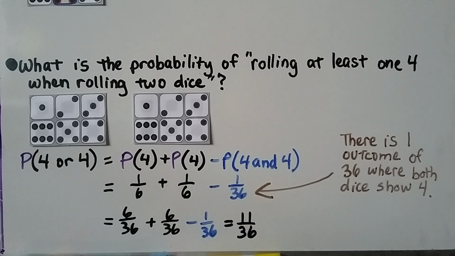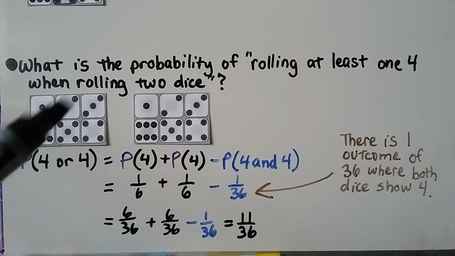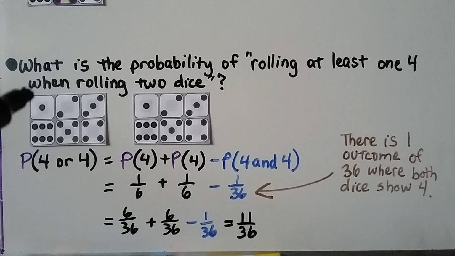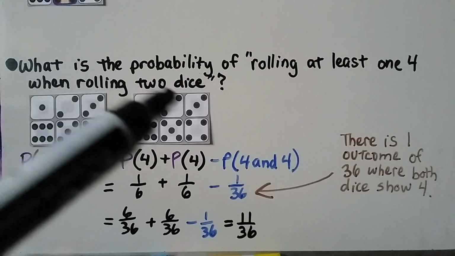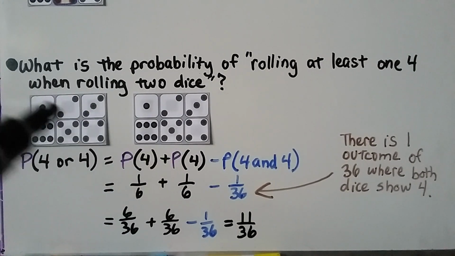What is the probability of rolling at least 1 four when rolling 2 dice? Well, this has 6 faces and this has 6 faces. And if we roll both dice, we need to get at least 1 four. So that means we could roll a 1 and a 1, a 1 and a 2, a 1 and a 3, a 1 and a 4, a 1 and a 5, and we could keep going.